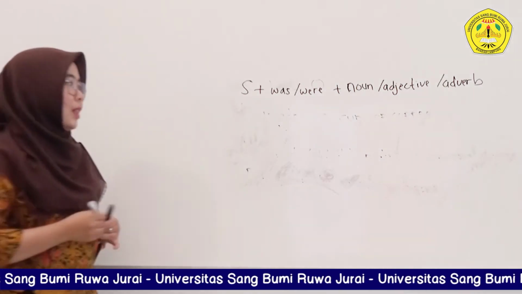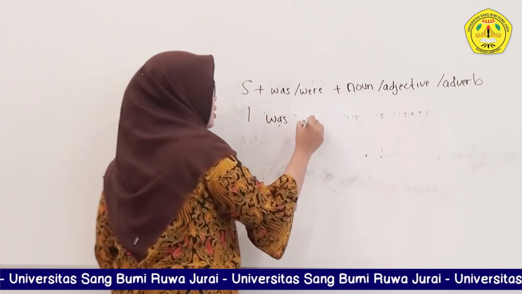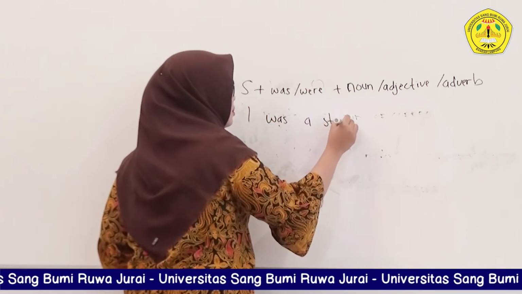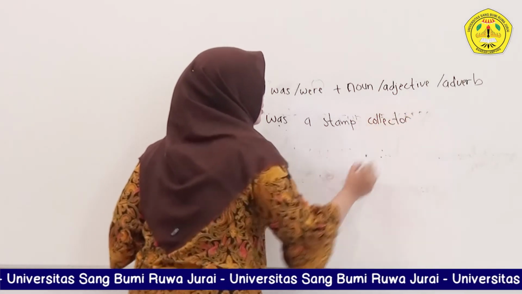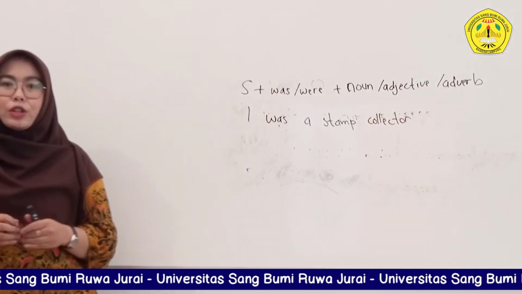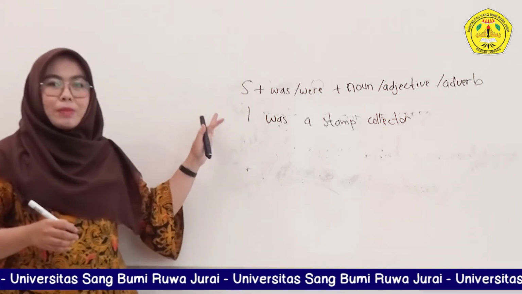As the example, I was a stamp collector. Yeah, I was a stamp collector. This is a positive sentence for a nominal sentence in simple past tense.